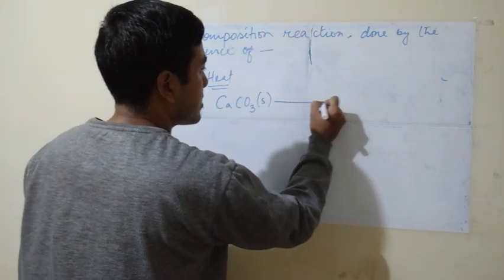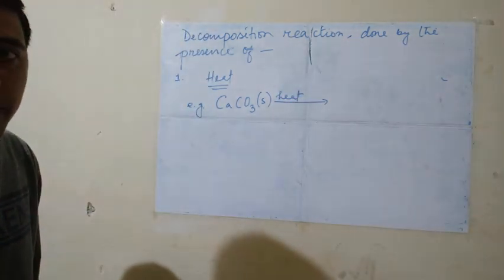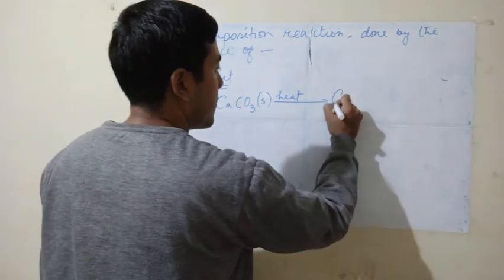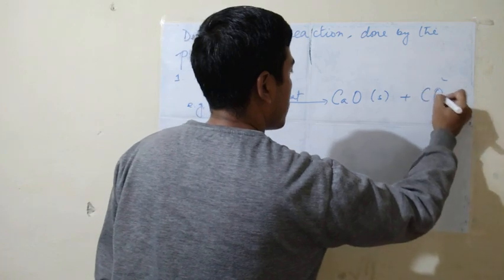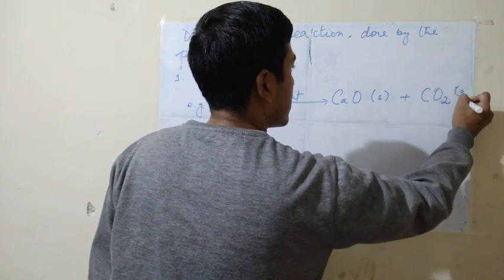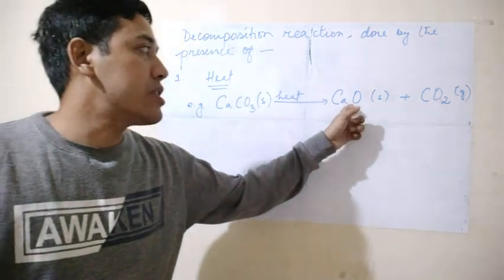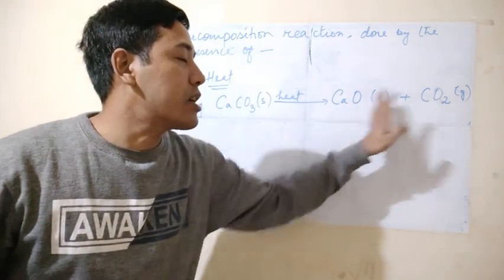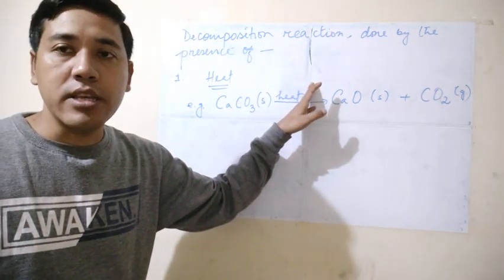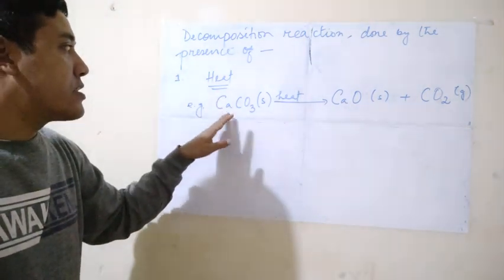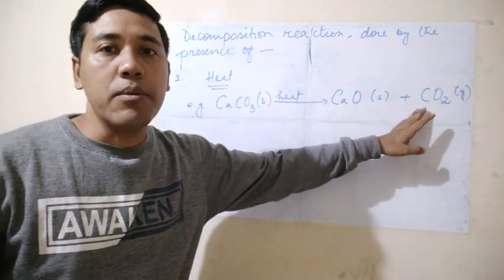On heating this calcium carbonate, it is split into calcium oxide and carbon dioxide gas. For breaking this calcium carbonate into calcium oxide and carbon dioxide, it needs heat energy. After heating only, this calcium carbonate will split into calcium oxide and carbon dioxide gas.